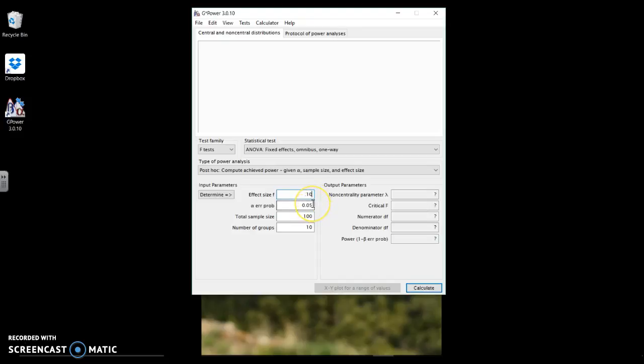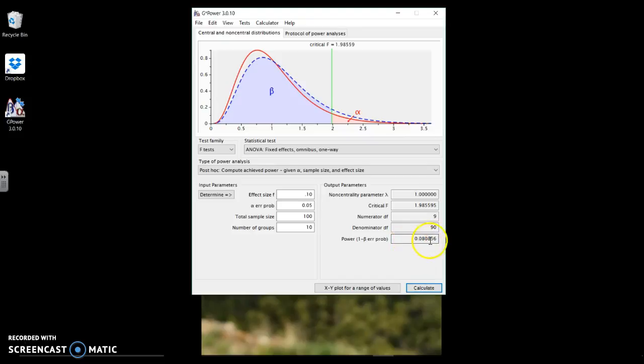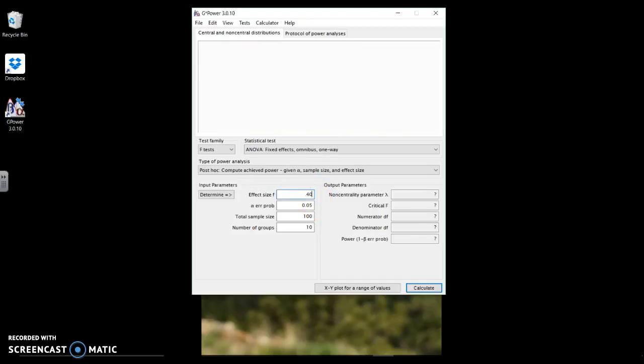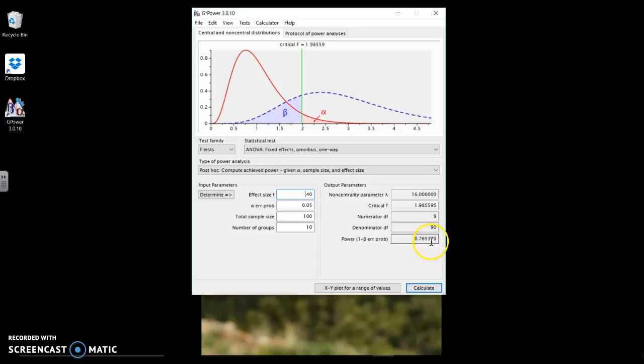So 0.10, small effect size. Let's say we had a sample of 100. We have 10 groups. Our power was not even close to being enough. And you can see this with our groups. Like, the two distributions are right on top of each other. Not even close. But let's say I have an effect size of 0.40. All of a sudden, I'm back within range. So my power here is 0.77. So we're looking a little bit closer at being acceptable.